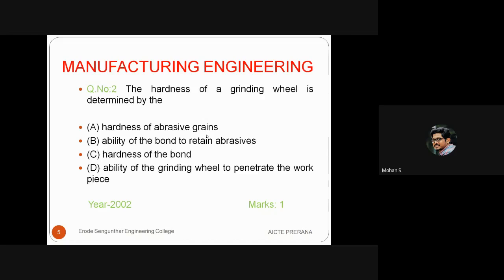It means that the abrasive grain should penetrate the workpiece. If it gets penetrated into the workpiece, there is no possibility for it to machine. Machining is not possible. So it should not get penetrated completely. Instead, it should just rub the surface of the material to remove the material. Okay, let us see the answer now.